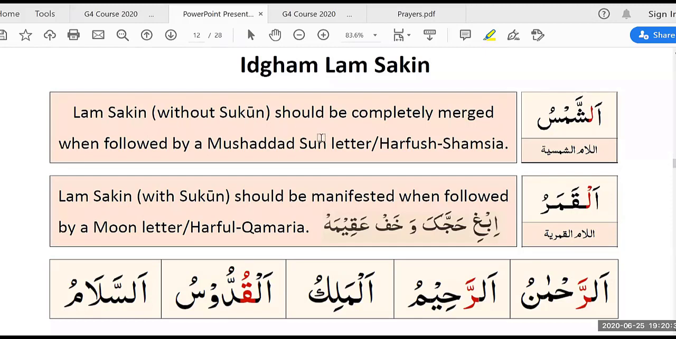The sound of Lam Sakin should be completely merged when followed by a mushaddad sun letter, Hurufush Shamsiya. There are 14 sun letters.